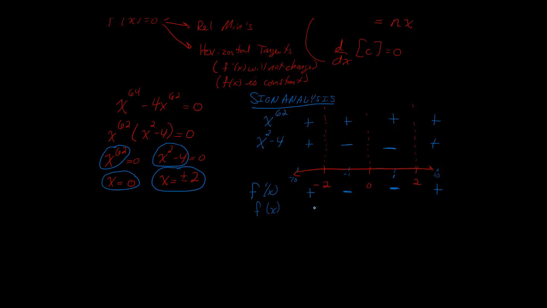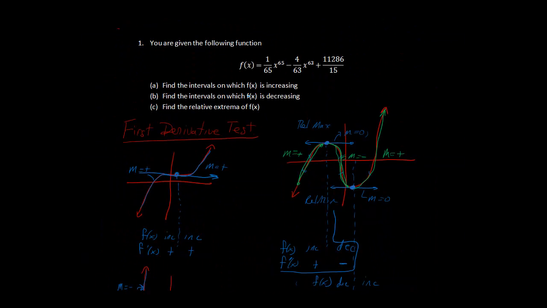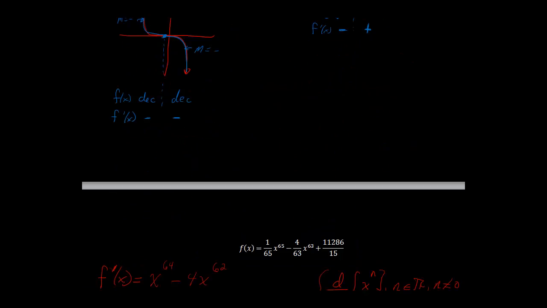Since my derivative is positive, I know my function must be increasing. Since my derivative is negative, I know my function must be decreasing. Since my derivative is negative, I know it must be decreasing. And then lastly over here, I know the function must be increasing because my derivative is positive. So at this point, I can actually answer parts A and B. It wants to know for part A where my function's increasing and part B where my function's decreasing.